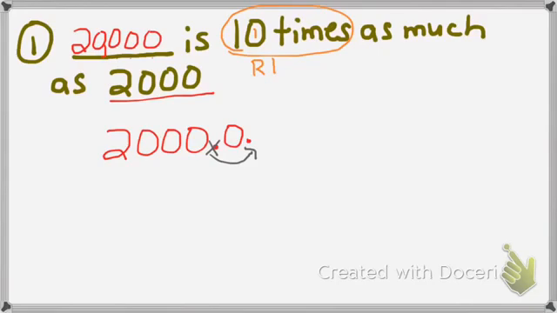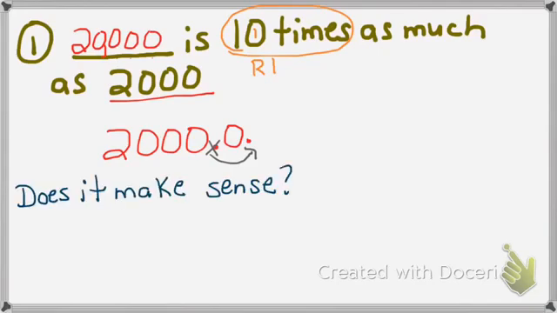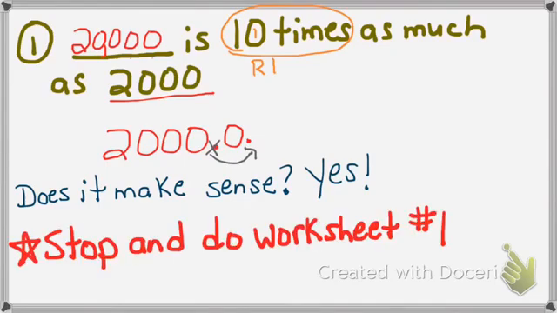Good. So again, my question is, does it make sense? Does it make sense that 20,000 is 10 times as much as 2,000? Yes, because 20,000 is 10 times 2,000. It's greater than 2,000. So yes, my answer does make sense.